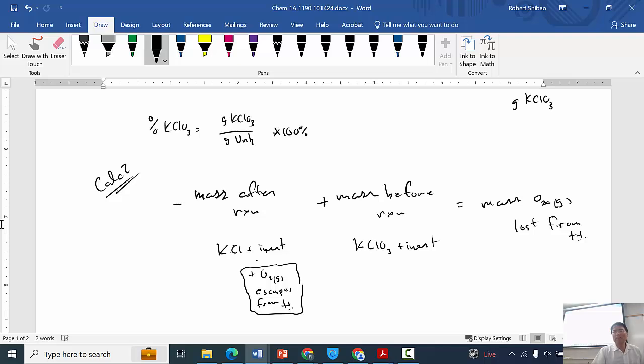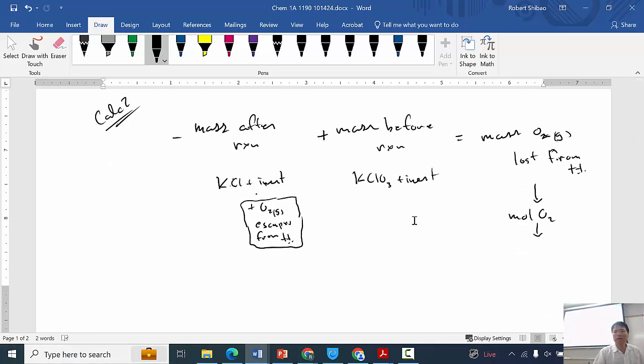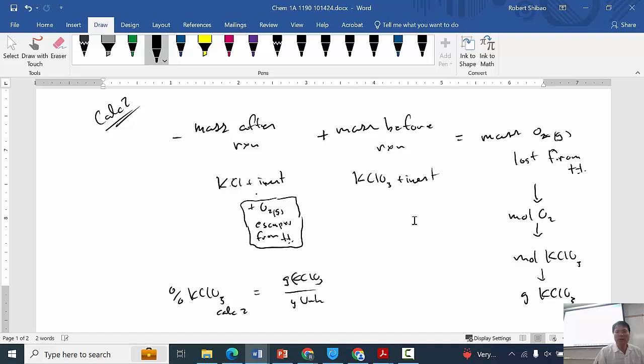If we know how many grams of oxygen gas, then we could go to moles of oxygen gas. From moles of oxygen gas, we could go to moles of KClO3. And then from moles of KClO3, we can go to grams of KClO3. And then we're going to calculate the percent KClO3 based on calculation 2. This is just the grams of KClO3 divided by the grams of unknown times 100%.